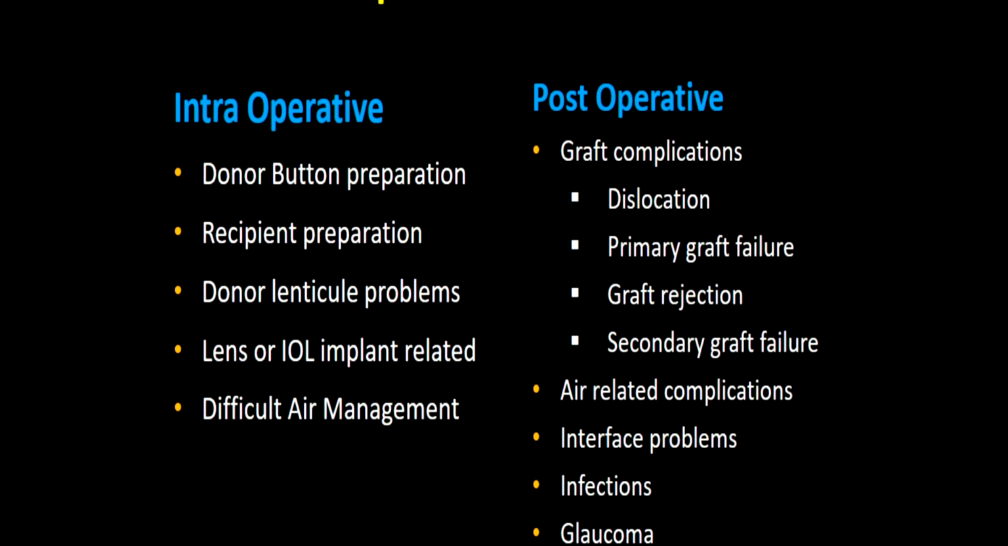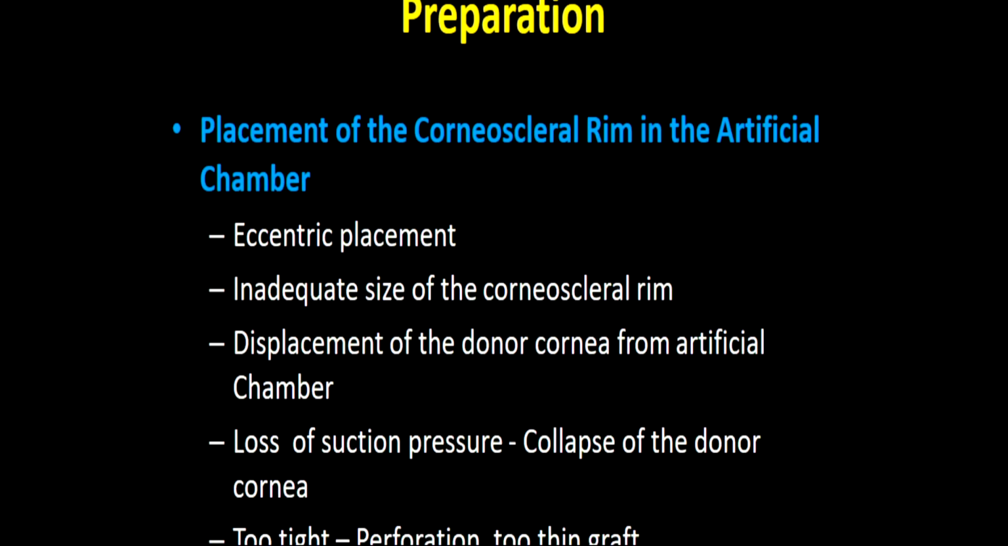Intraoperative will cover donor preparation, recipient preparation, donor lenticle problems, lens or eye related problems, or AR management. Similarly, postoperatively, graft complications with dislocations, primary graft failure, graft rejection, secondary graft failure, AR related complications, secondary glaucoma, interface debris and problems, and infections, which are rare. So we start with intraoperative complications.